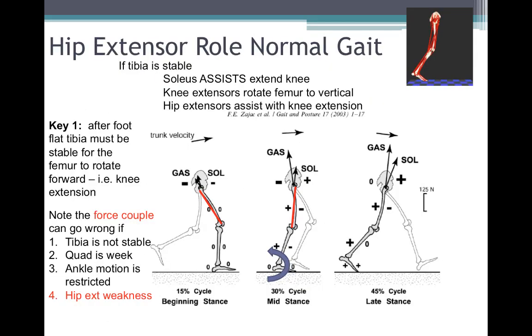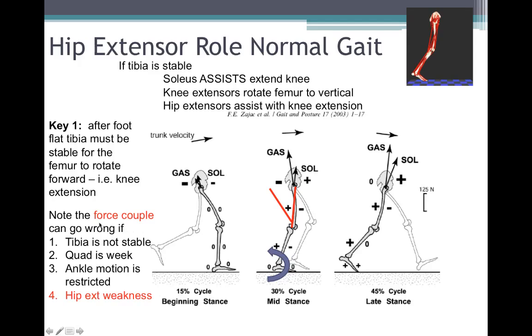So what's the hip extensor role in terms of controlling the knee during the period from foot flat to the end of mid stance? That's what this is about. After foot flat, the tibia must be stable for the femur to rotate forward. We've been focusing on this concept where the femur starts here at 15% and then has to rotate all the way to extend the knee and move the trunk in front of the foot. So now we're past mid stance, at the 30% point of the cycle.